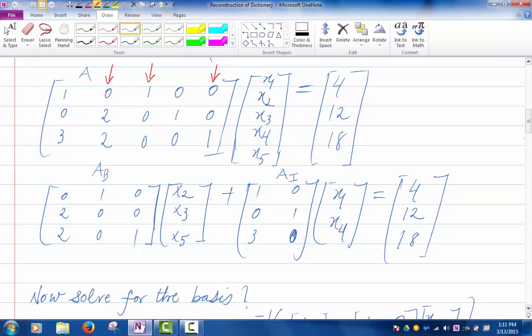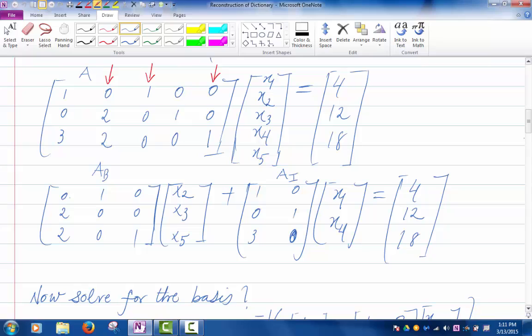AI consists of the remaining columns, which correspond to what? The non-basic variables, x1 and x4. So I can rewrite this equation as AB multiplied by the vector of basic variables plus AI multiplied by the vector of non-basic variables. You might say, how do I know that that's the case? Well, it's going to work out that way. It always does. Am I making sense?